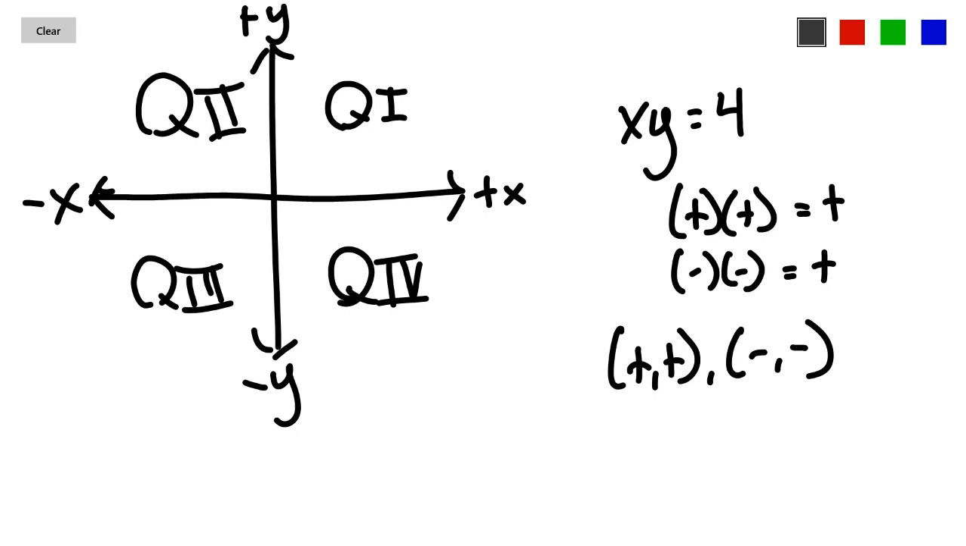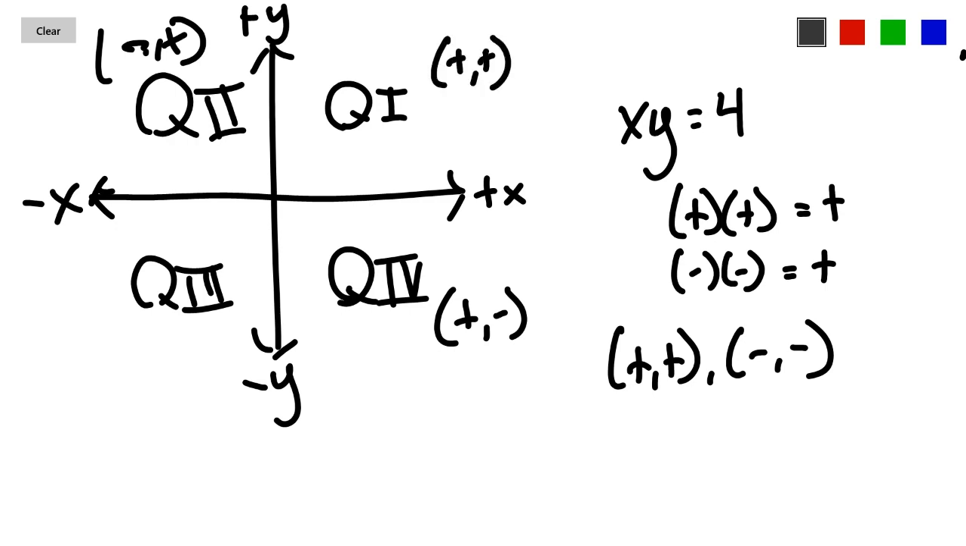So quadrant 2 and quadrant 4 have differing signs for the x and y coordinates. Quadrant 1 has both positive values, and quadrant 3 has both negative values. So I know that for this relationship, any point that fits this is either going to be in quadrant 1 or quadrant 3.